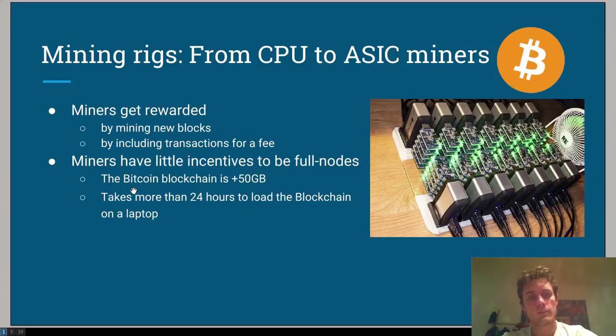Also, the blockchain has grown substantially since the beginning, and as of today, it's more than 50 gigabytes. So that makes it very difficult for anyone to actually be a full node. But of course, you don't need to be a full node. You can just have a light client, and check your account balance or even make a transaction.